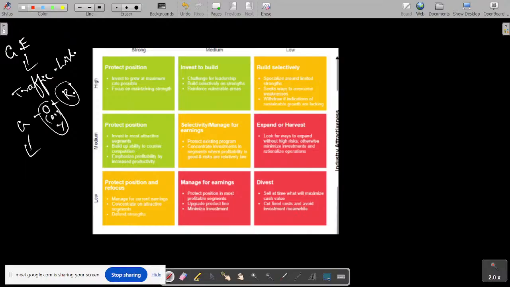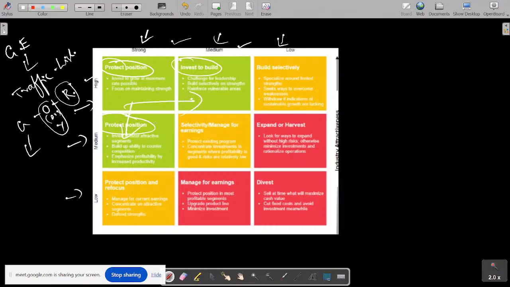So this is about how far you are in the industry, strong, medium, or low. Likewise, there will be the industry's position. One is your organization's position and one is the industry's position. Industry growth is different and your growth is different. So high growth, medium growth, and low growth. You protect the position. You are already in a strong position and this is in a very high place, so you protect your position. Here also you protect. Here you invest to build, because you are only in a medium state. You have to go for the next level, so you have to invest to build more.